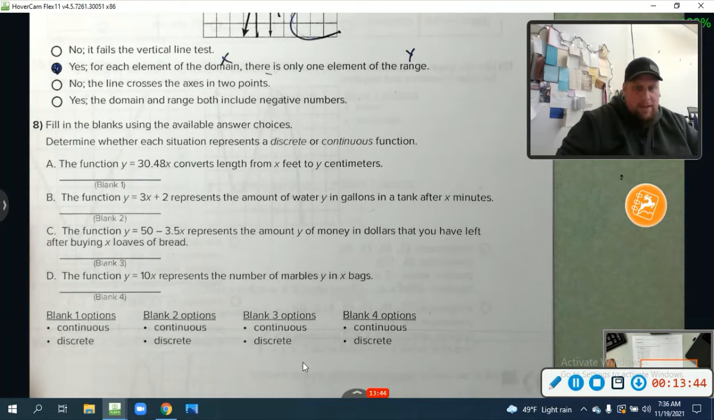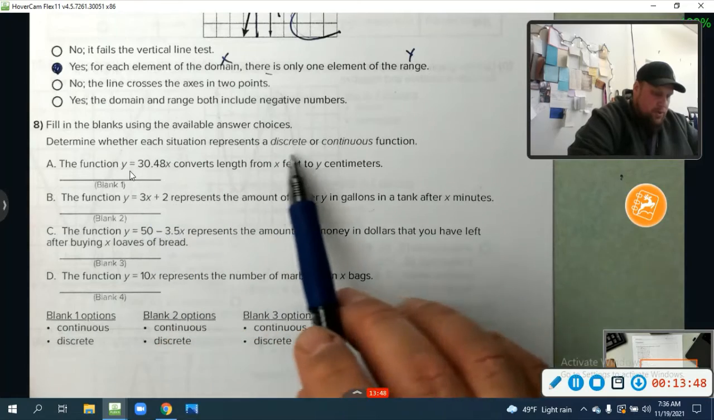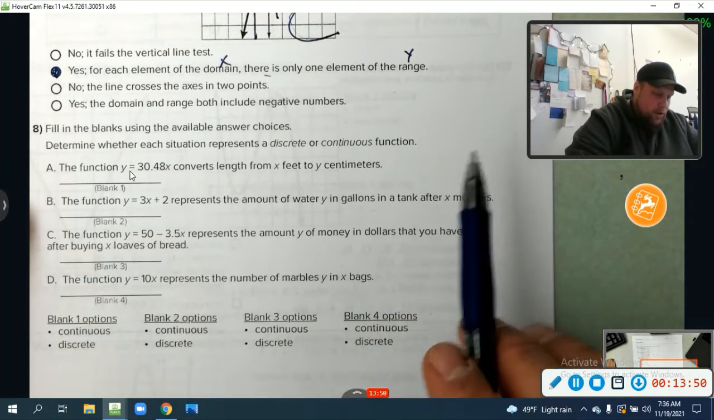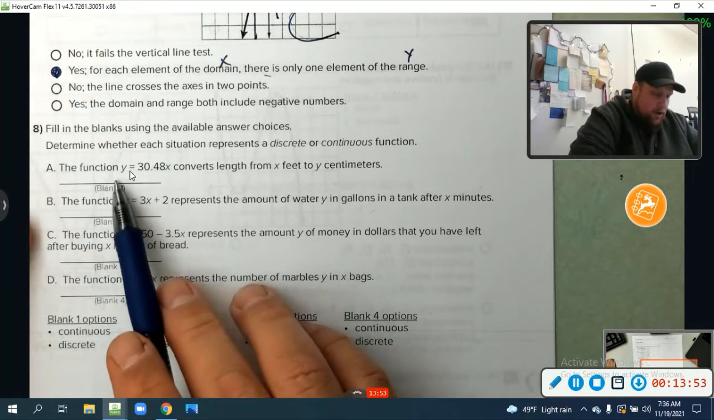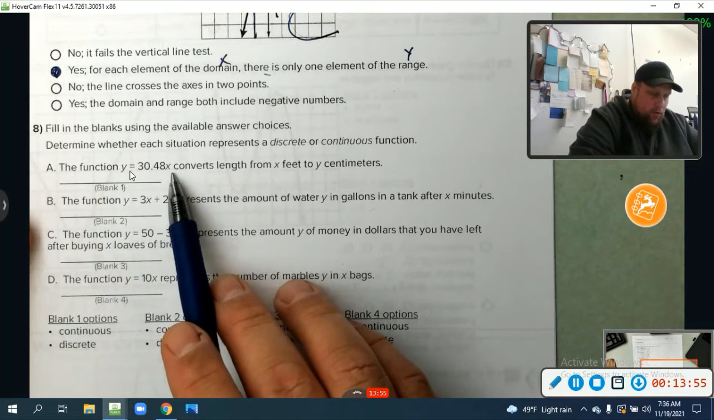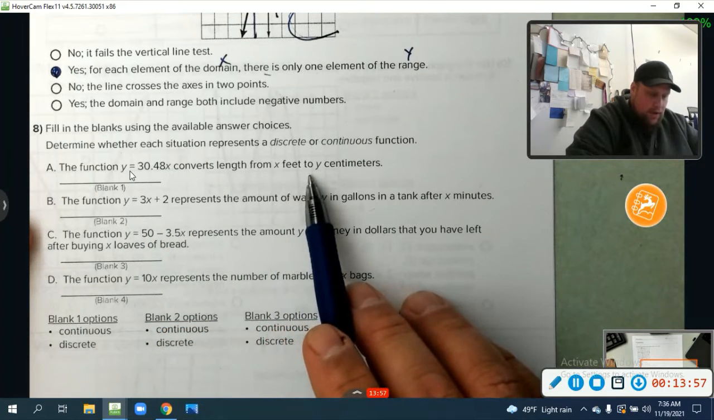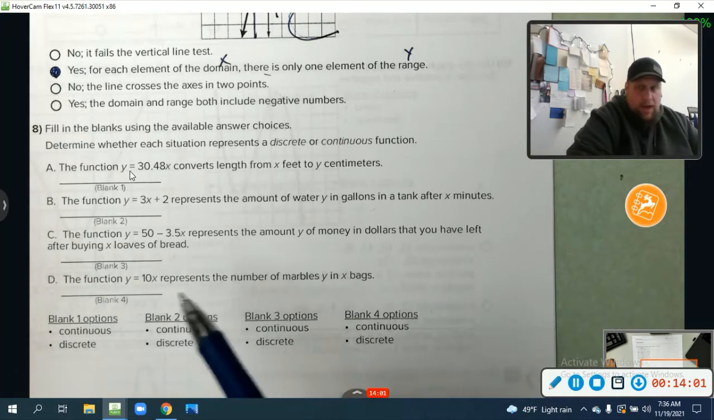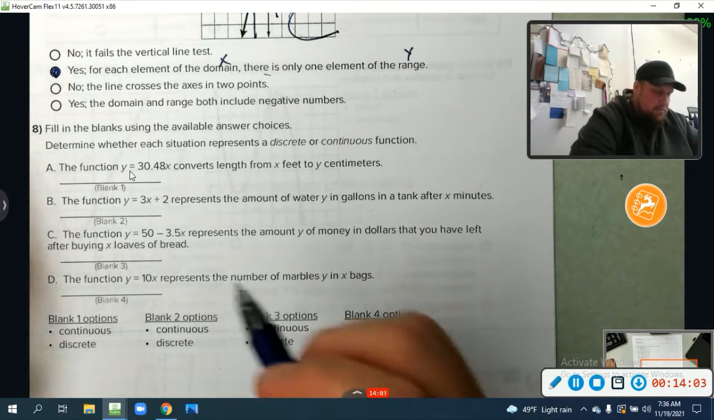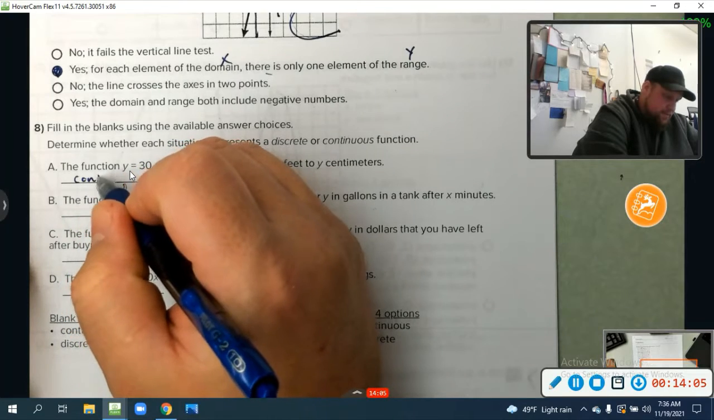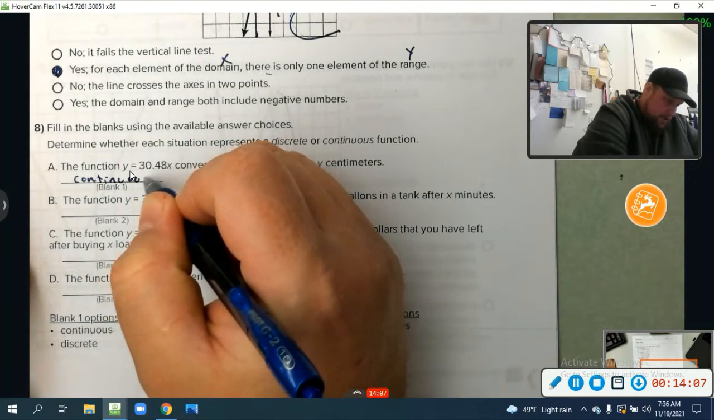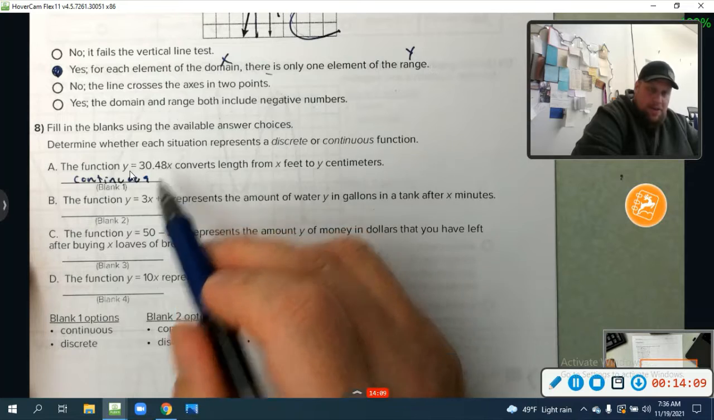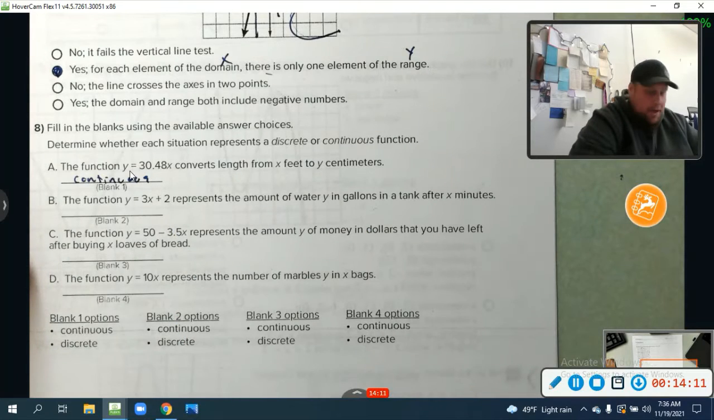We're talking about continuous and discrete from all my options down here. Determine whether each situation represents a discrete or continuous function. The function y equals 30.48x converts from x feet to y centimeters. Yeah, because you can have partial centimeters, partial feet. That's continuous. Besides that, with that kind of a decimal, most of your answers are going to have decimals.